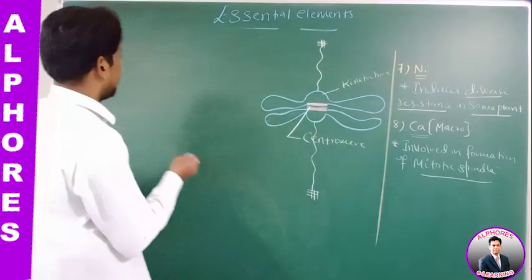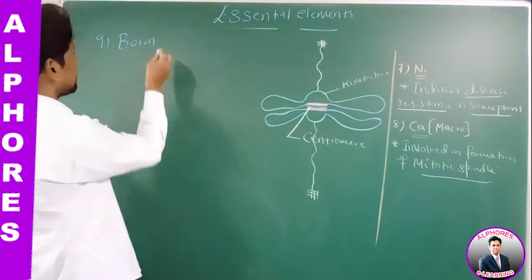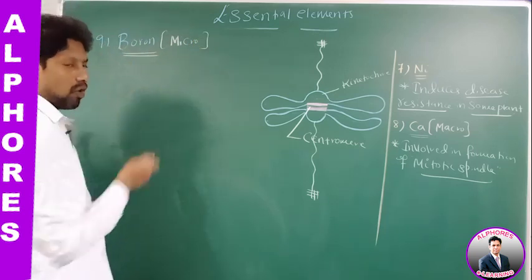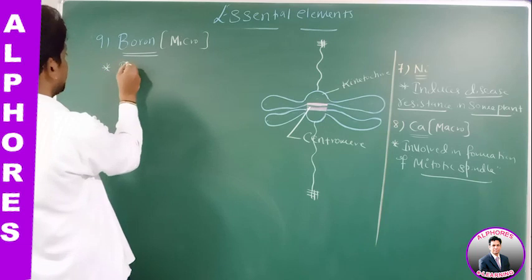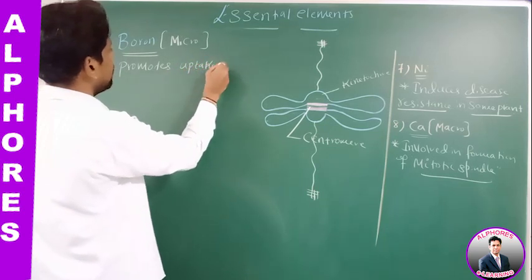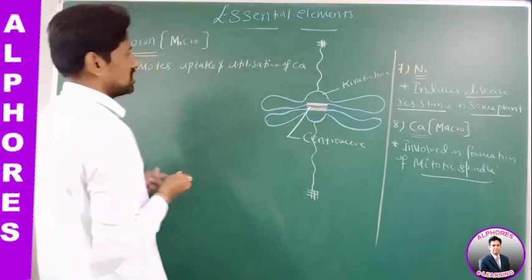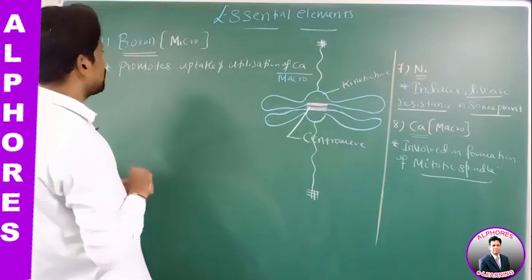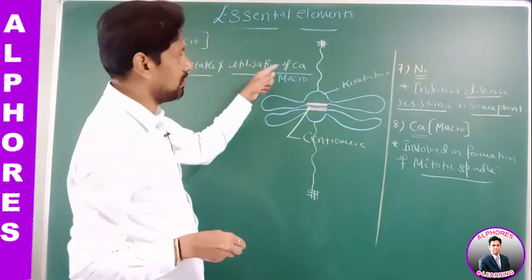Now go for the next one, number 9: boron. This boron is a micro element. Boron promotes uptake and utilization of calcium. But calcium is a macro element, whereas boron is a micro element. Boron is a micro element which promotes the uptake and utilization of a macro element, that is calcium.